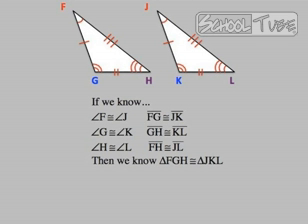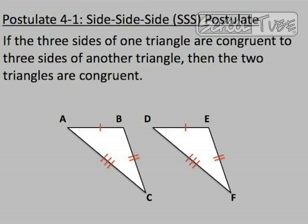In the last lesson, we learned that if two triangles have three pairs of congruent corresponding angles and three pairs of congruent corresponding sides, then the triangles are congruent. But this is a lot more information than we need to prove that these two triangles are congruent. So let's look at postulate 4.1, the side-side-side postulate.